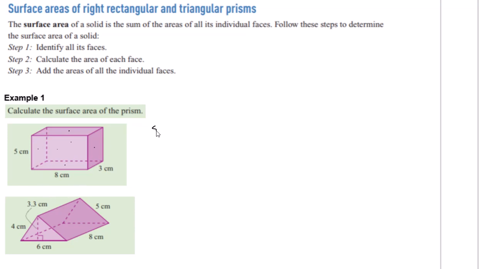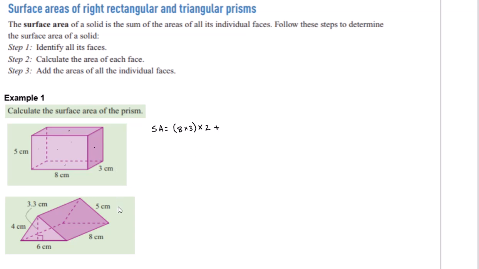So surface area equals, let's start with the bottom. The bottom rectangle is 8 by 3. The way I like to set it up is I like to write my area in brackets and then multiply it by how many times we see it. So we've got the top and the bottom, so we times it by 2.